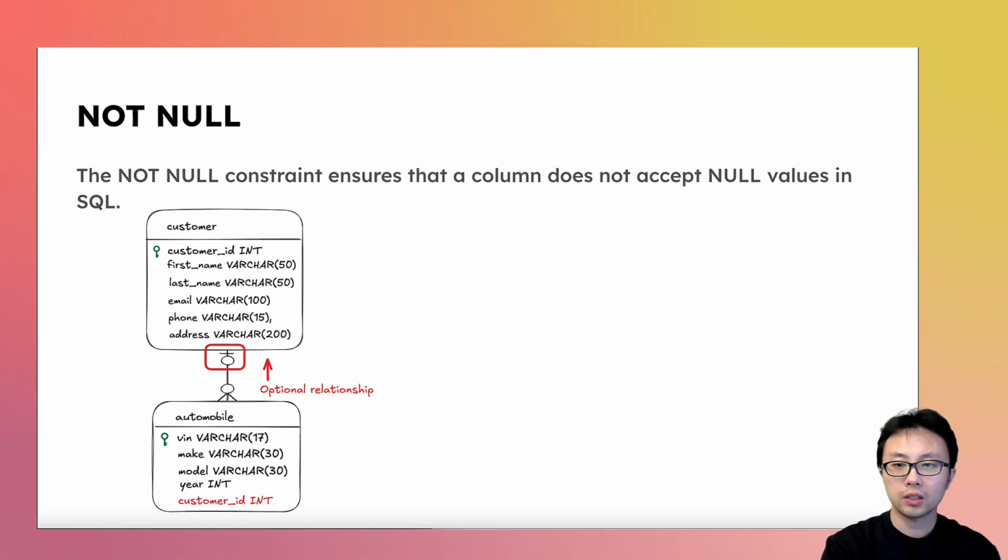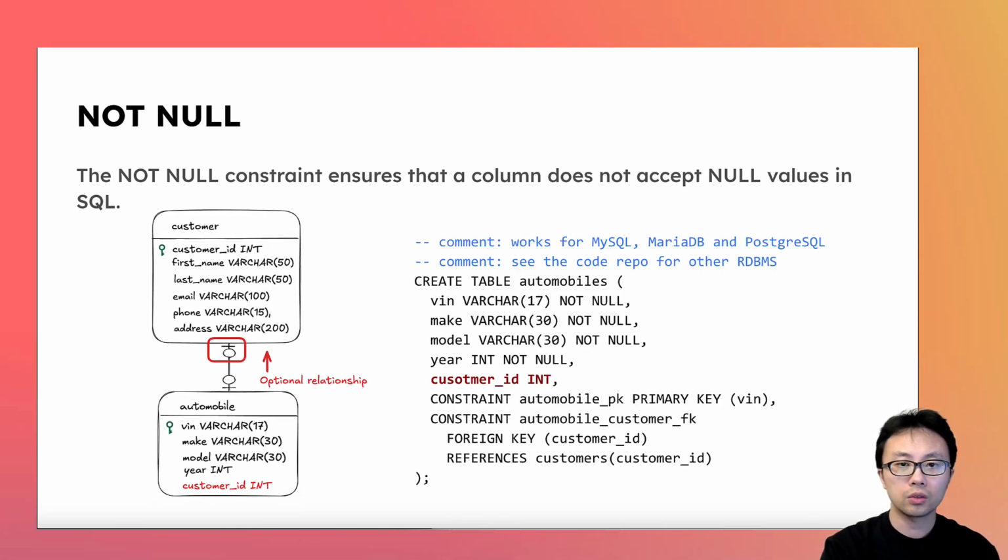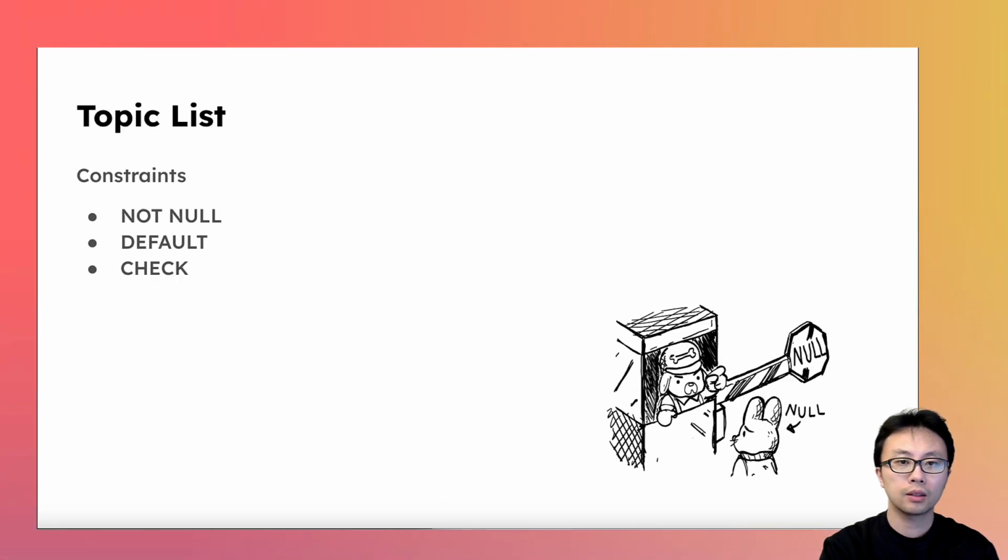The implication of such a design is that when a row of automobile data is added, it doesn't have to be associated with a customer at all, which will translate to the foreign key column in the automobile table allowing null values. In summary, an optional relationship, or say two main cardinalities as 0, would translate to foreign key columns that allow null values. In such a case, you need to be careful and shouldn't apply not null constraints to every column without thinking. That's everything about the not null constraint.